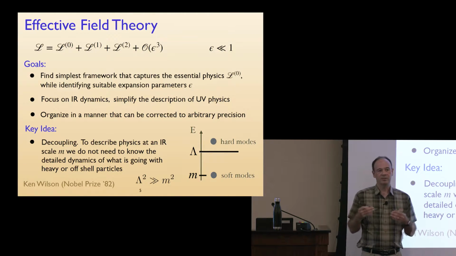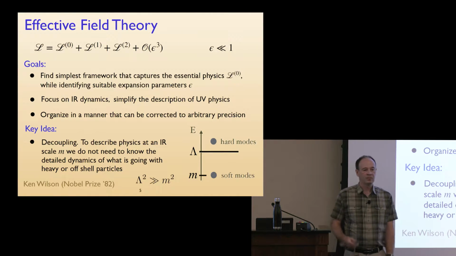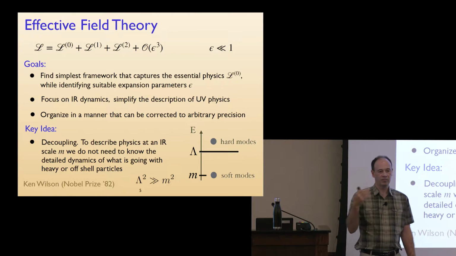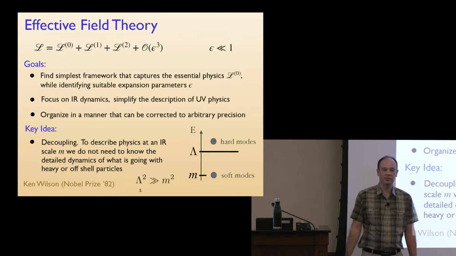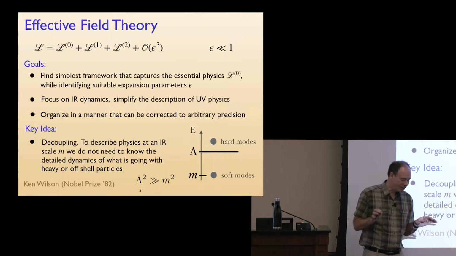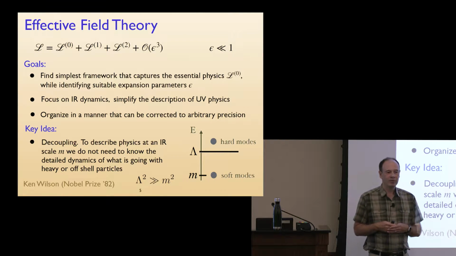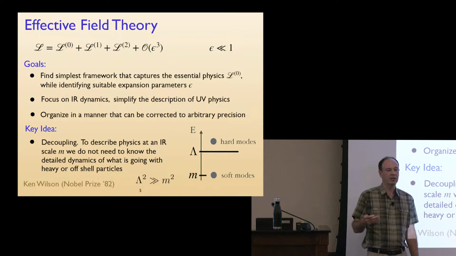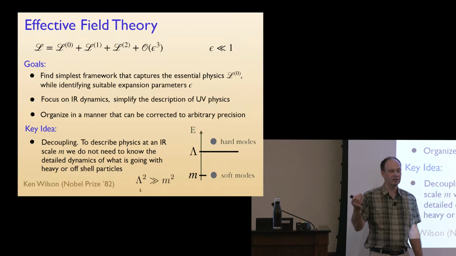And that involves identifying what are the small quantities that I can expand in. So you really want to focus in an effective field theory on the infrared dynamics and try to simplify the treatment of the ultraviolet physics. Now, of course, we're stubborn and we don't want to give up anything. So we want to carry out this organization in a way that we can arbitrarily correct it and include the physics of the ultraviolet in the effective theory. We don't want to give up any precision. We want to be able to really correct things to higher and higher orders.